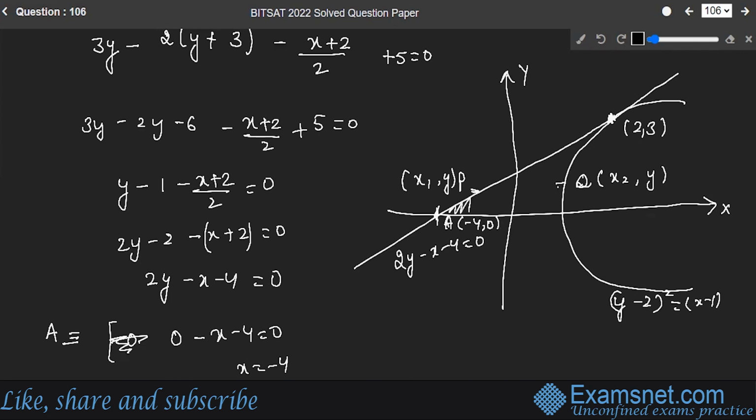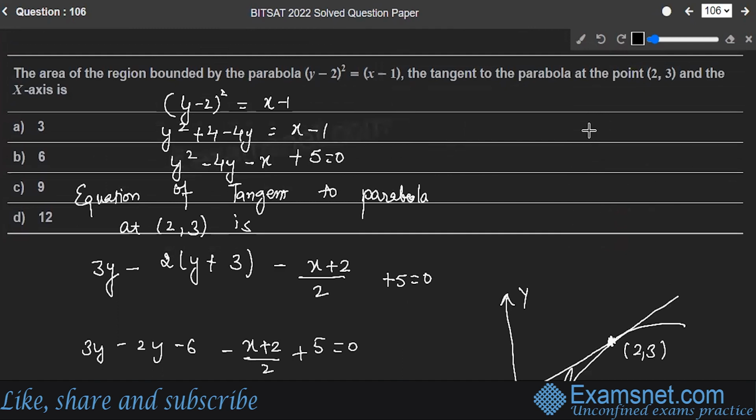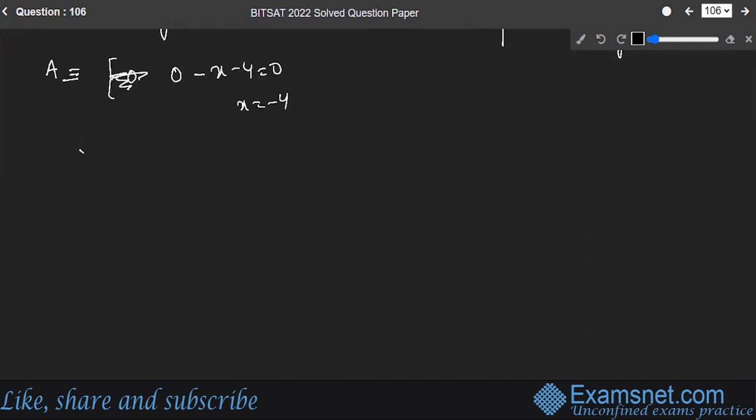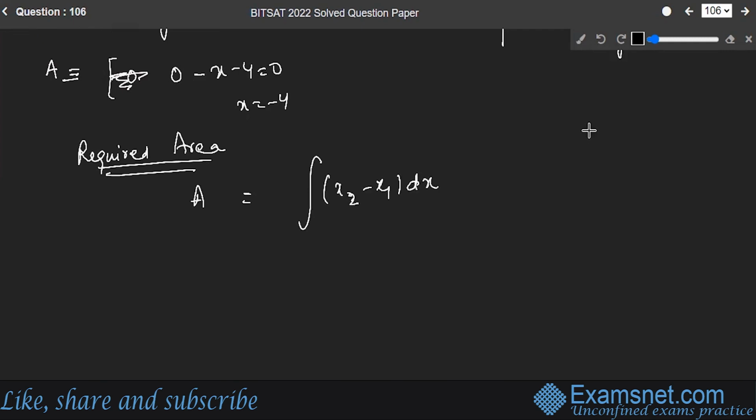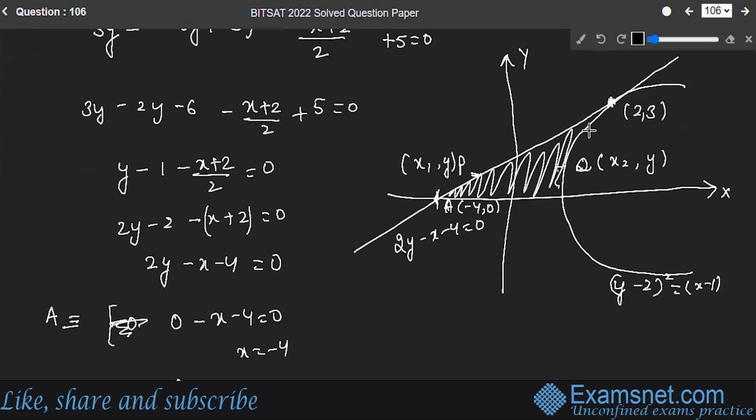We have to find out the area of this shaded region. Okay, now the area of the region bounded by the parabola, this tangent to this point, and the x-axis. This is what you need to find out. Okay, so required area is given by integral of x2 minus x1 dx. This is from 0 to 3. See from here, from this point, from 0 to 3.